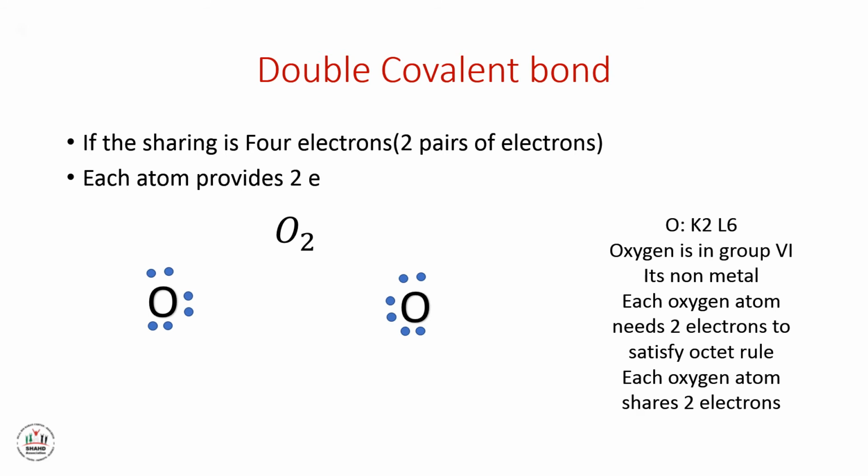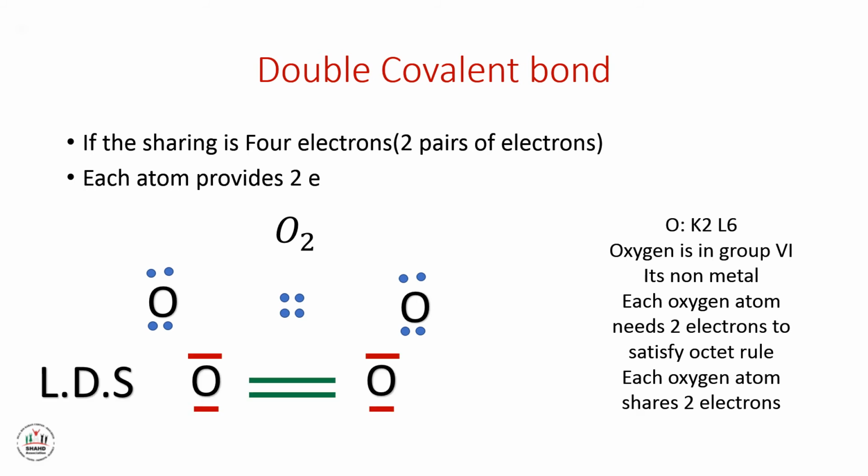So we write the Lewis symbol surrounded by 6 dots. Each oxygen shares 2 electrons. These 2 electrons make double covalent bond and we get the Lewis dot structure.